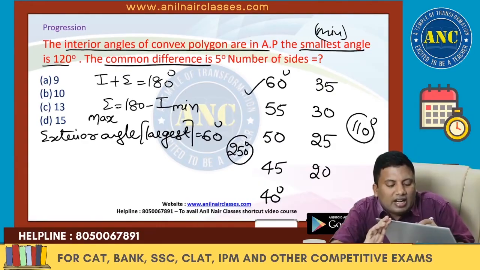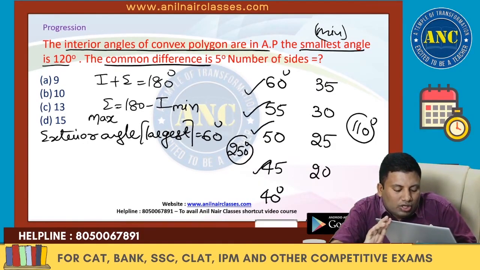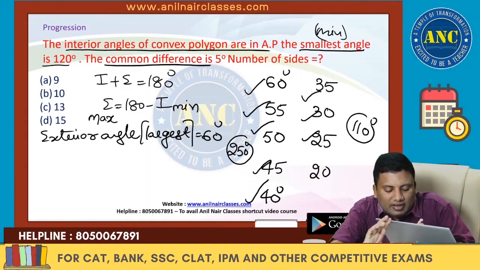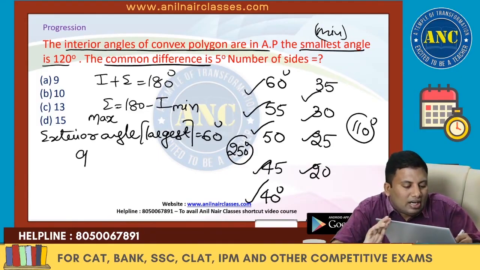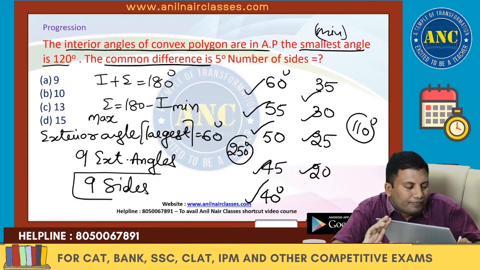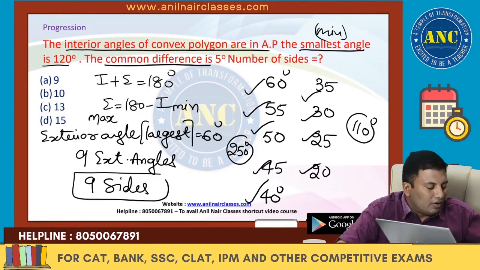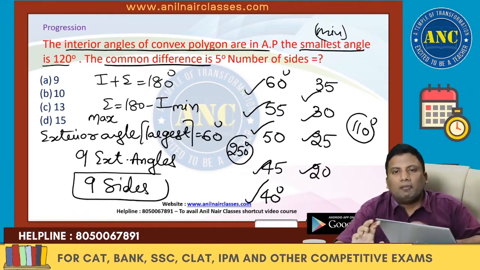How many exterior angles are there? 1, 2, 3, 4, 5, 6, 7, 8, 9. There are a total of 9 exterior angles. If there are 9 exterior angles, how many sides will it have? 9 sides. I hope the idea is clear. So the answer is 9 sides.